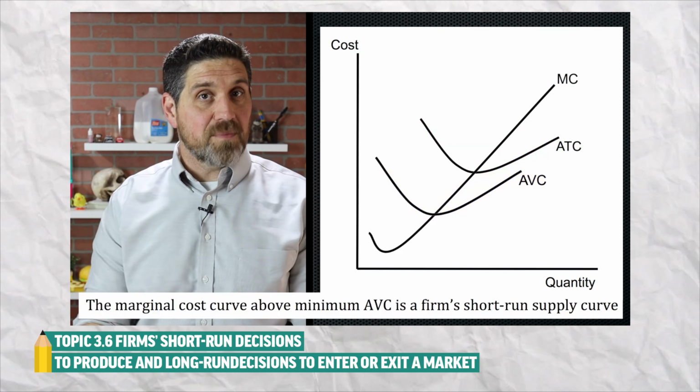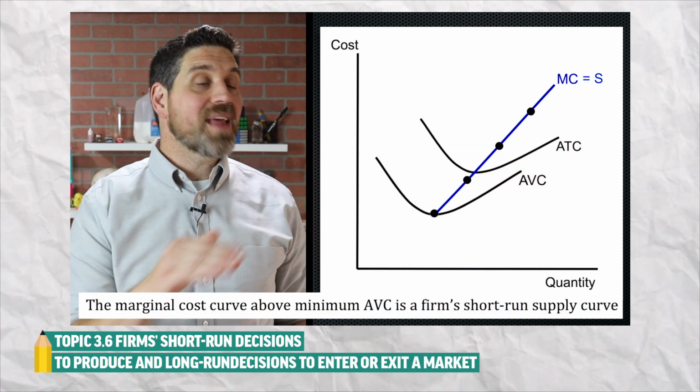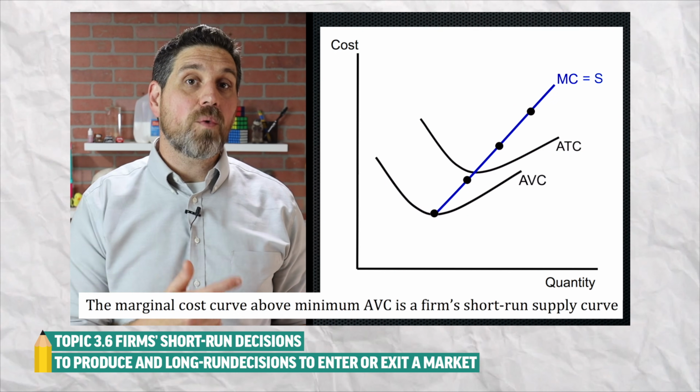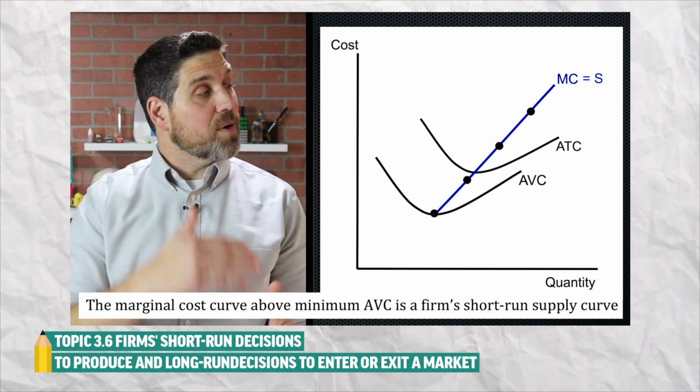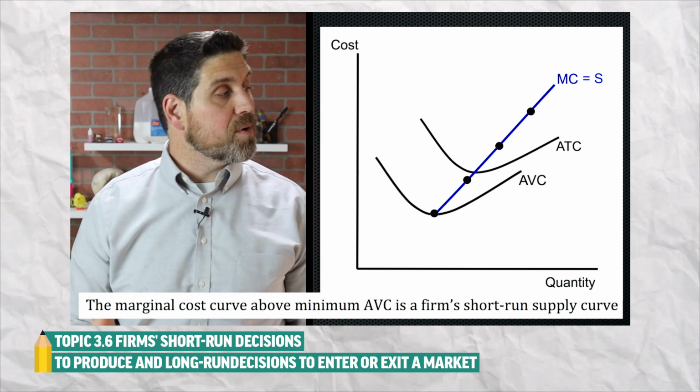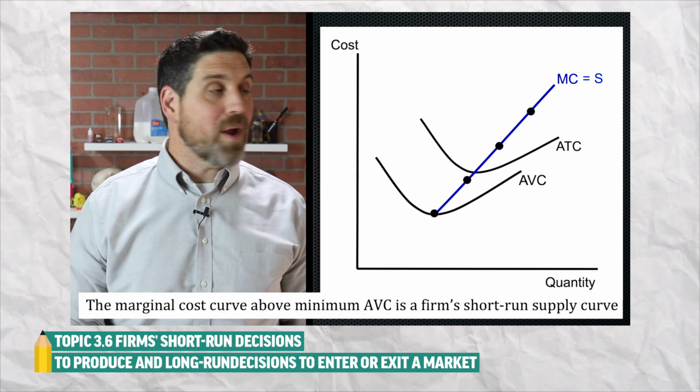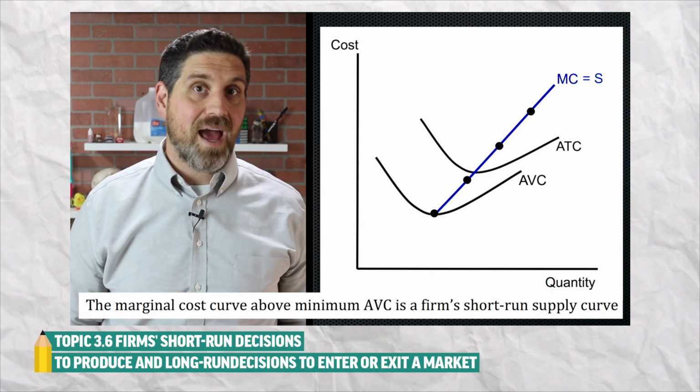So for competitive firms, the marginal cost curve above the average variable cost is the short run supply curve. As the price goes up, they produce more, and as the price falls, they produce less. But if it falls below a certain point, the minimum AVC, they shut down and produce nothing.